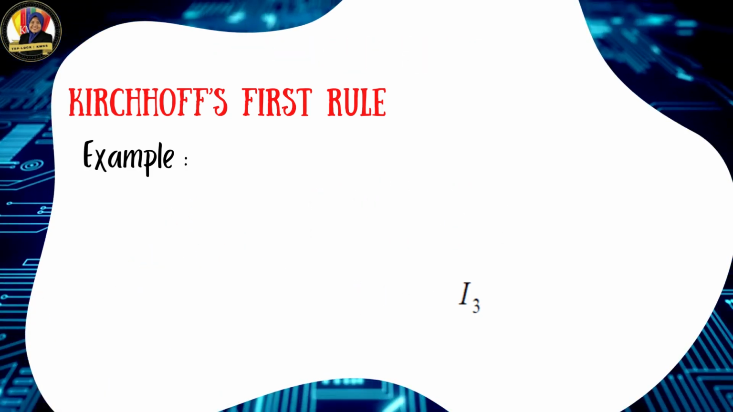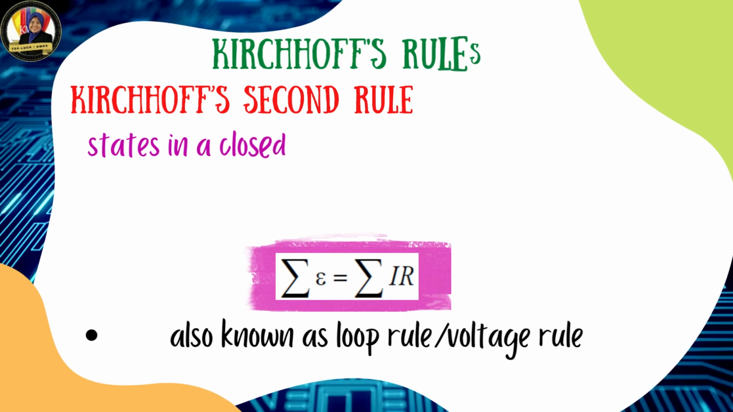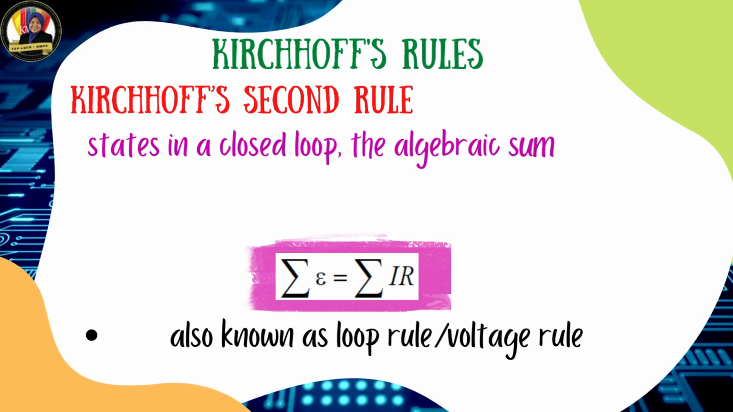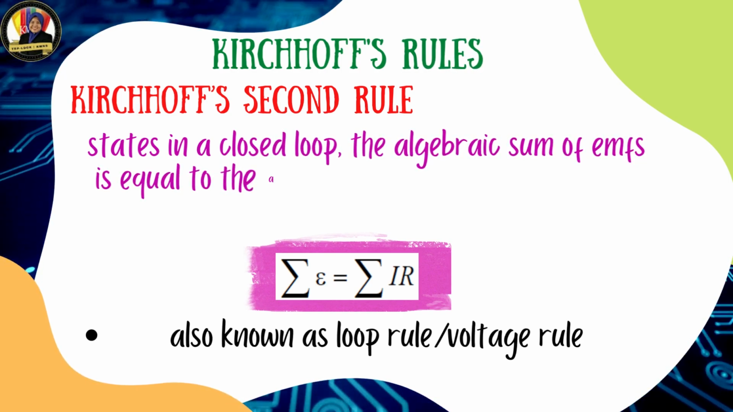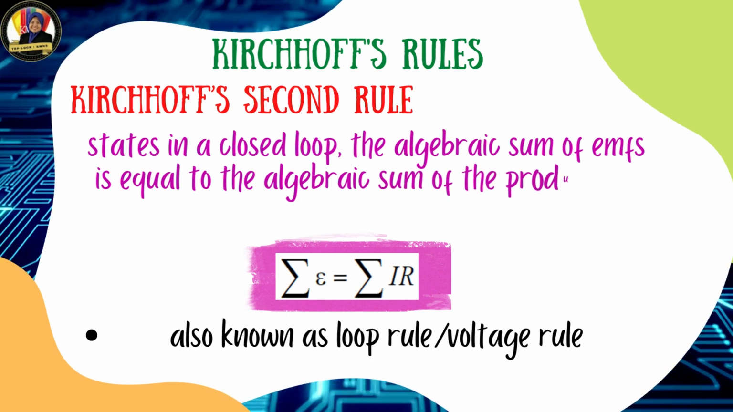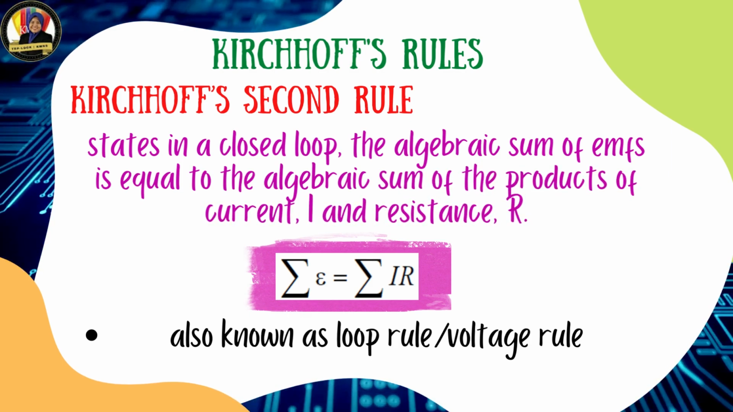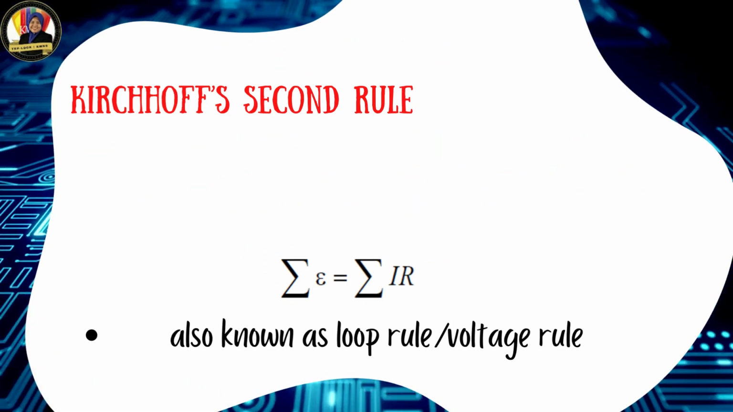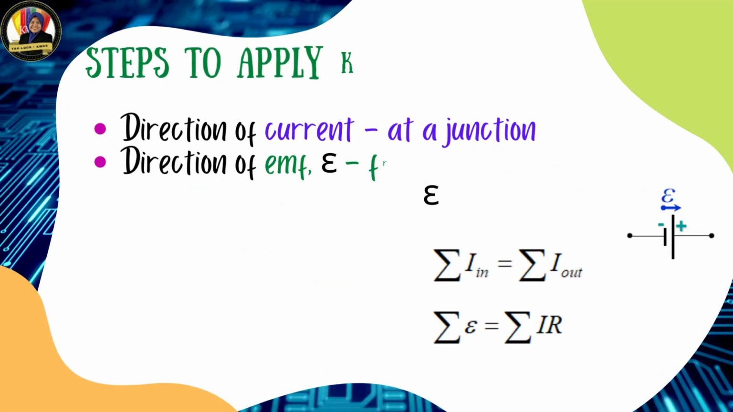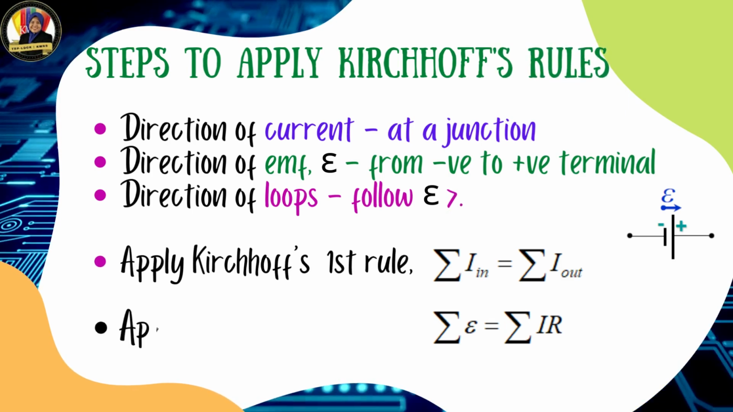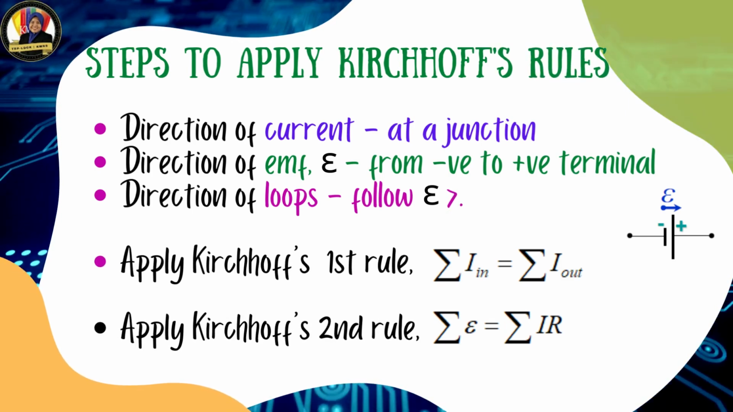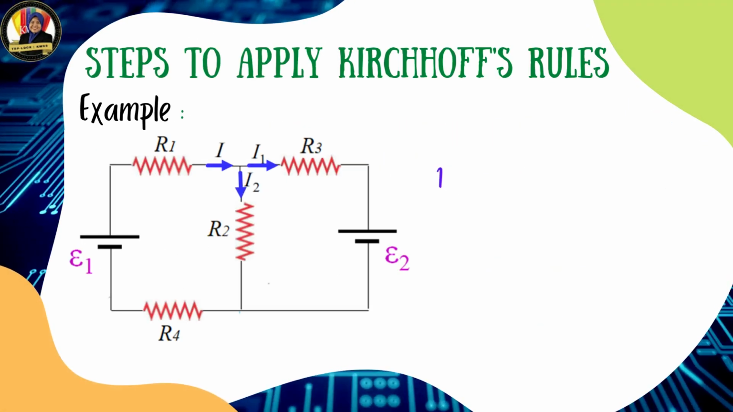to I3. Kirchhoff's second rule states that in a closed loop, the algebraic sum of EMF is equal to the algebraic sum of the product of the current I and the resistance R. It is also known as the loop rule or voltage rule. There are three important steps to apply Kirchhoff's rule. I will explain in the example after this. Take a look at the example.